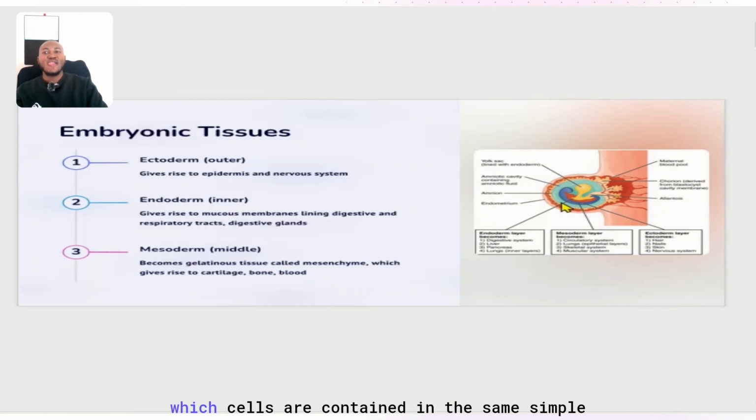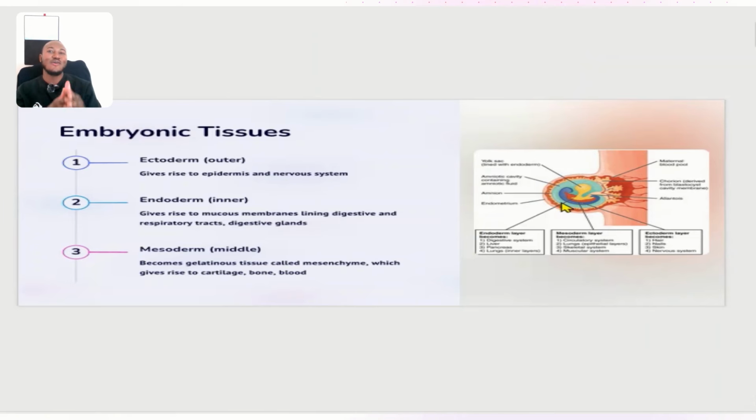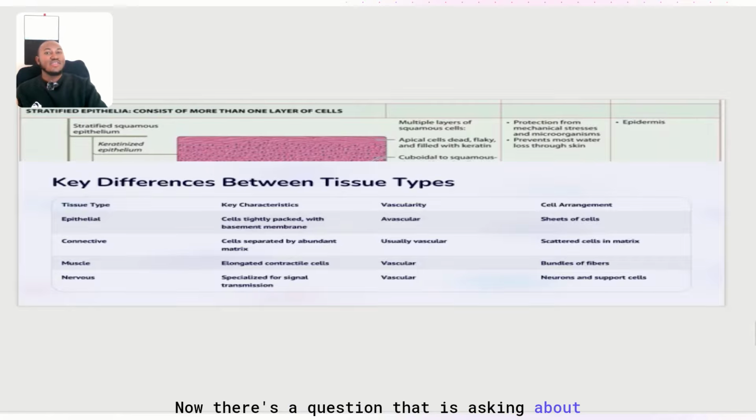Now, in terms of cells, which cells are contained in both simple columnar and pseudostratified columnar? If you think about it, they have something in common. What is it? Goblet cell. Because remember, they are used to push out foreign materials. Those foreign materials, how are they trapped? Through the mucus. What is producing the mucus? Goblet cells.